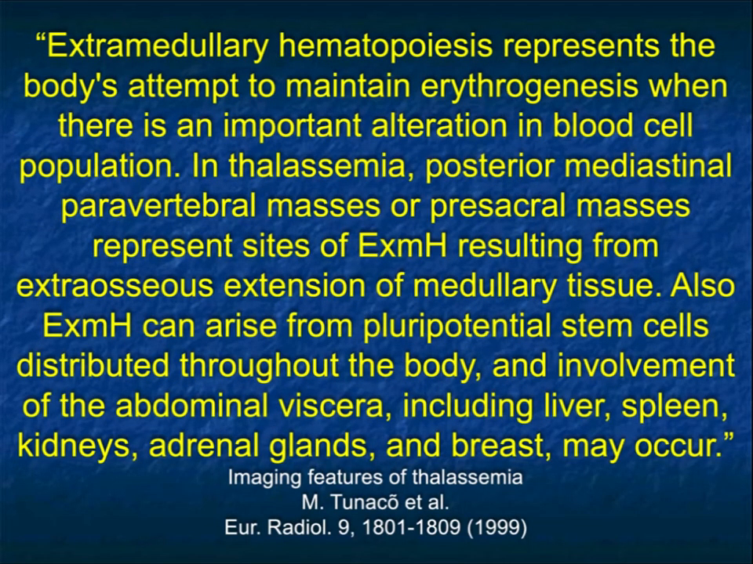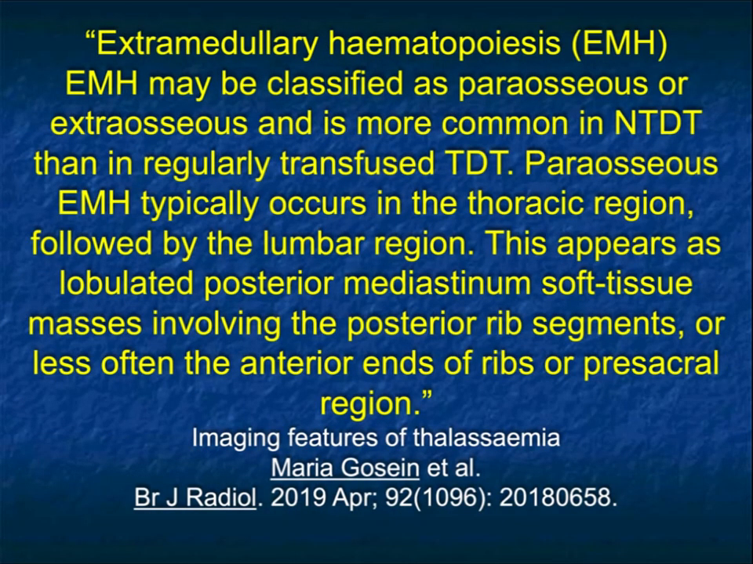Extramedullary hematopoiesis represents the body's attempt to maintain erythrogenesis when there is important alteration in blood population. In thalassemia, posterior mediastinal paravertebral masses are seen, or presacral masses resulting from extraosseous extension of medullary tumor. Just a really nice example. And again, extramedullary hematopoiesis can occur almost anywhere. I showed a quiz case a few weeks ago in the adrenal gland.